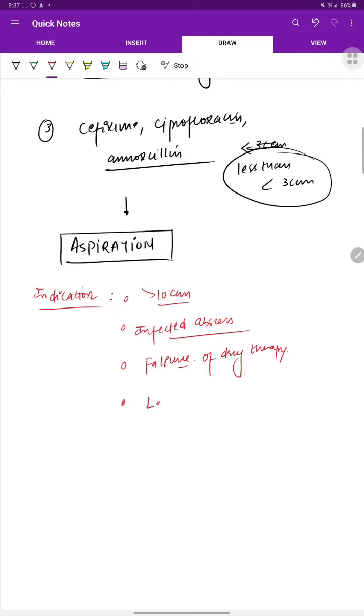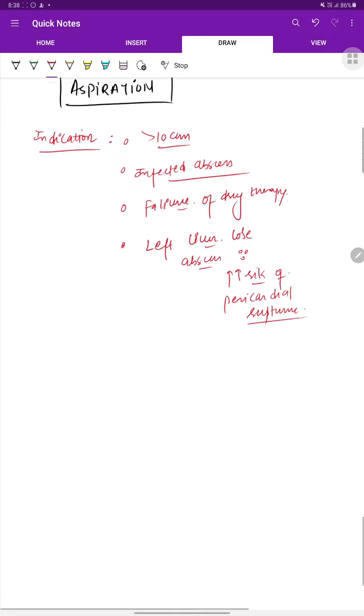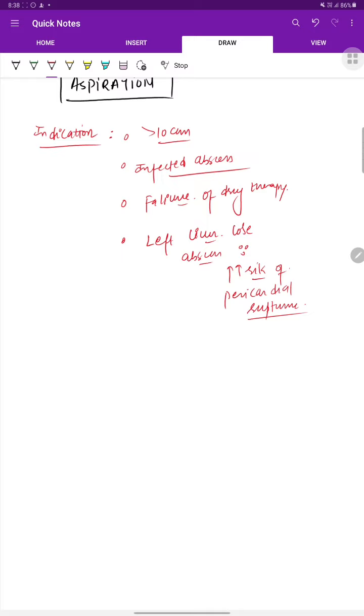If the abscess is in the left liver lobe, there are more chances and increased risk of pericardial rupture. So we don't want pericarditis or cardiac tamponade for the patient. So before that we aspirate it safely. Or seronegative abscess. What is seronegative abscess?